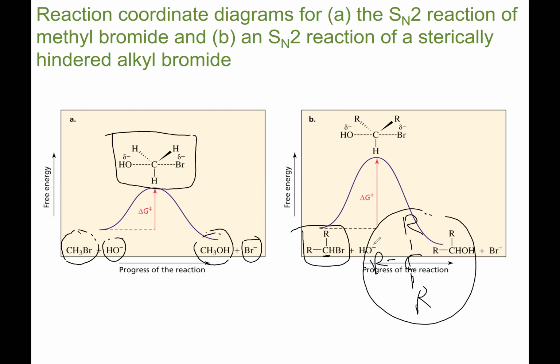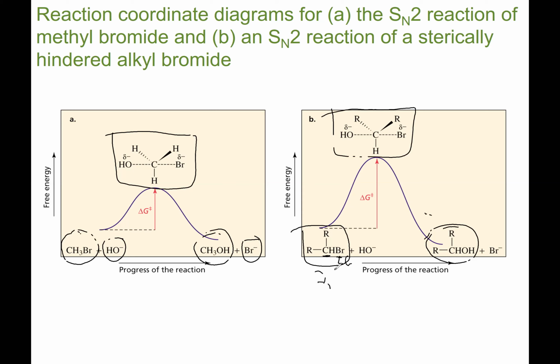Let me erase this one. Okay. And in the product, you see the OH has replaced the bromine, right? And the bromine leaving group has been kicked out by hydroxide. And here's a transition state for this reaction. So this is a secondary substrate, right? This was a methyl substrate. So you look at the 2 transition states.